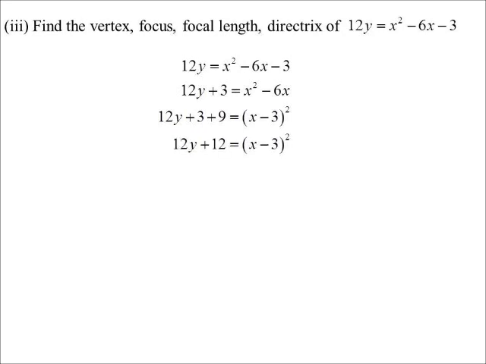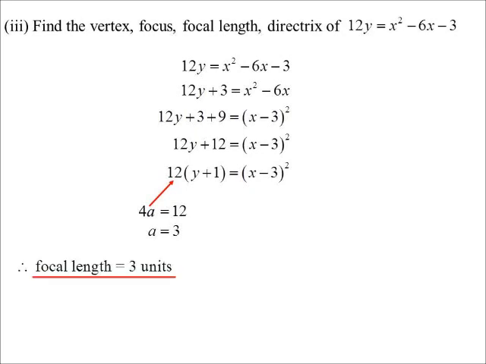On the left-hand side, I factorise out whatever the coefficient of y is. Now, in this case, that's easy because both numbers are 12. But it doesn't matter what the constant is. y is the key. So factorise that out because the coefficient of y is going to be 4a. That's what we're factorising out. So 4a is 12, so I know a is 3. Focal length, 3 units.